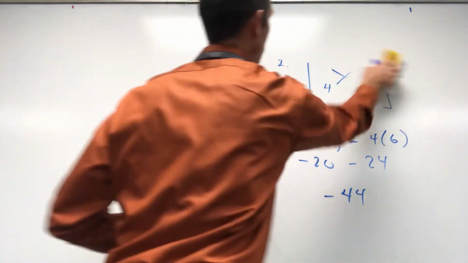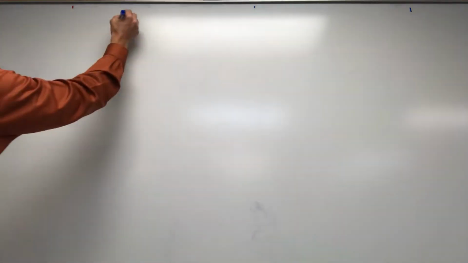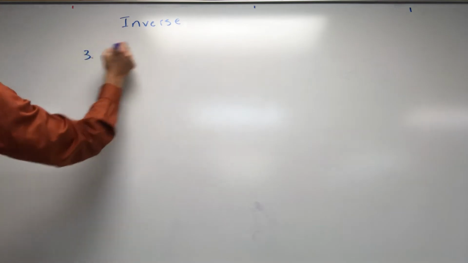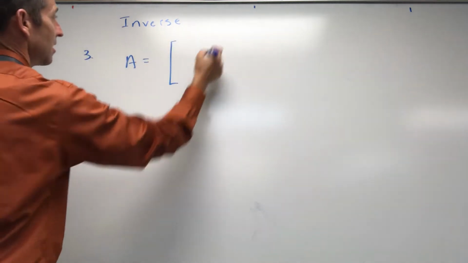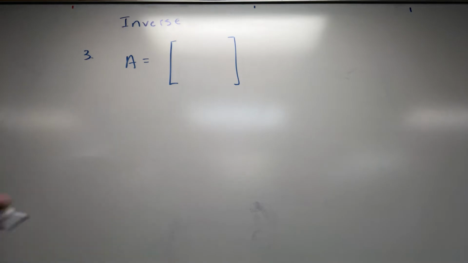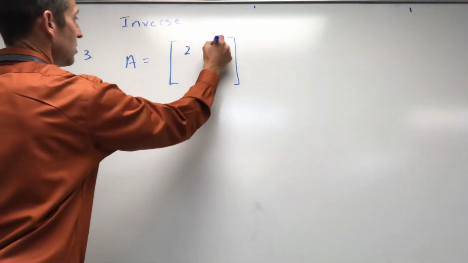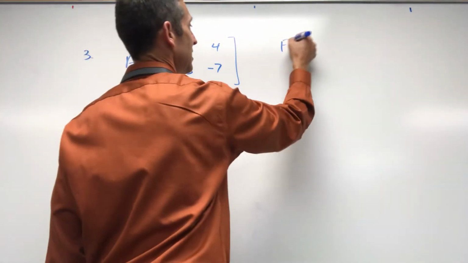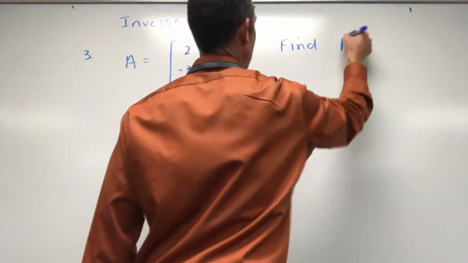So there's determinants. Let's do an inverse. All right, let's say you got a matrix A, 2, 4, negative 3, negative 7, and we're going to find its inverse.